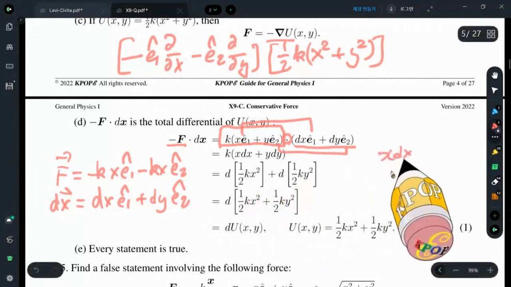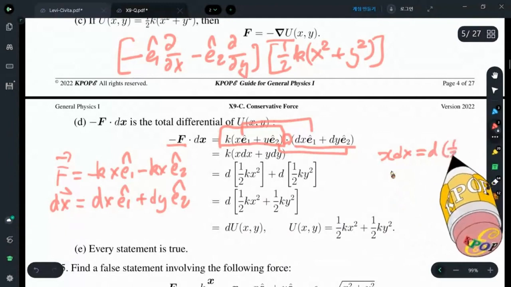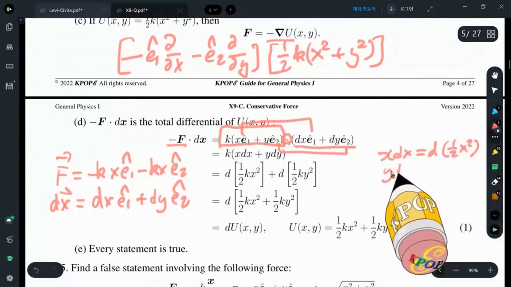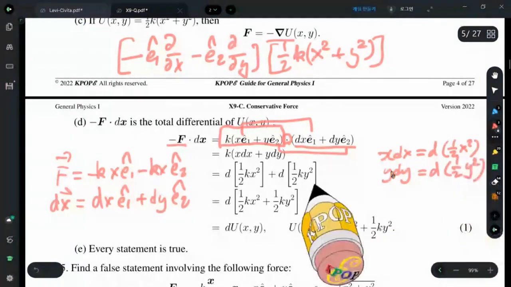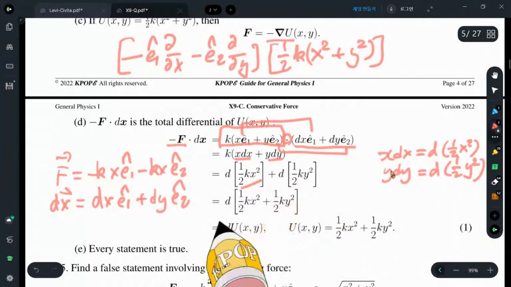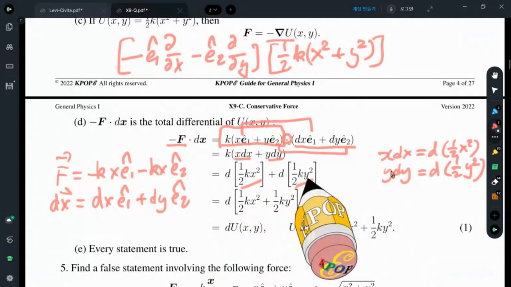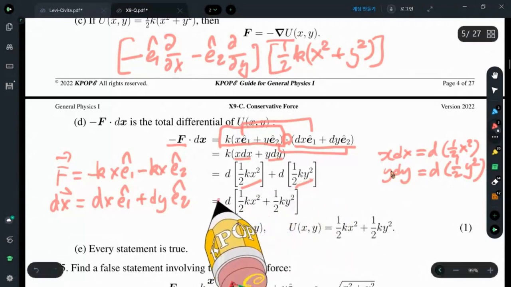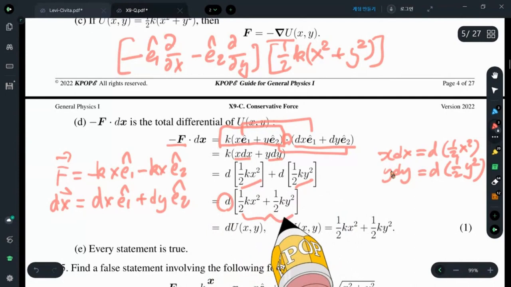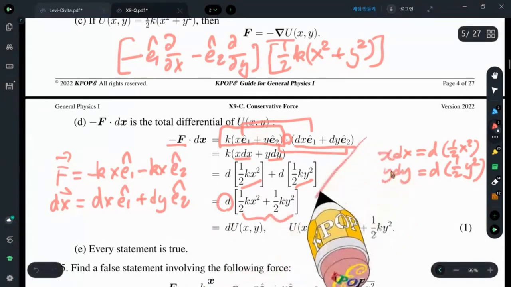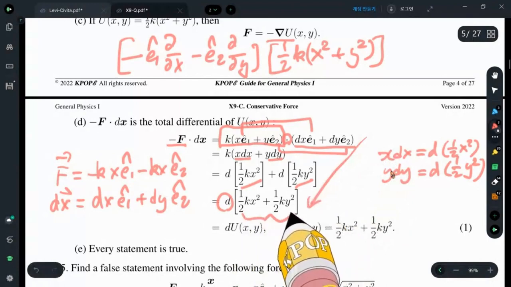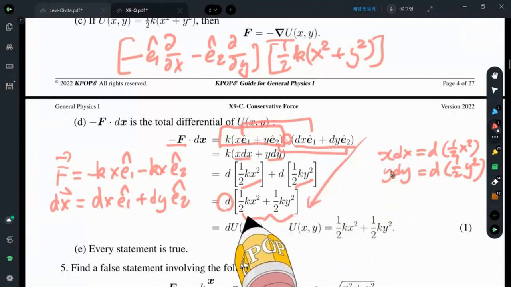We know x dx is the total differential of 1/2 x squared. Y dy, we are well trained until now, so I can replace this one with 1/2 kx squared, 1/2 ky squared. And total differentials can be added up, and I have a single total differential of a single function, that is a potential energy. Therefore, this is another way to find out the potential energy of a system. Now we have found the potential energy.